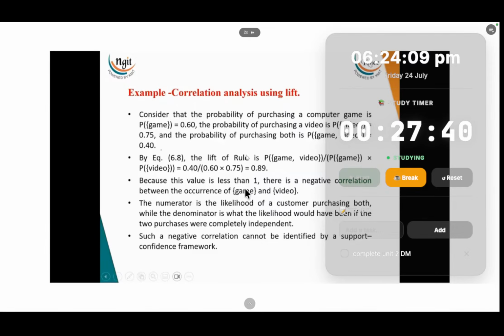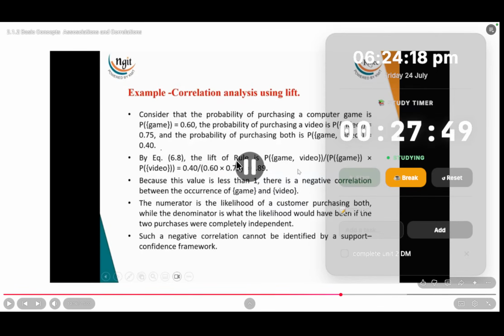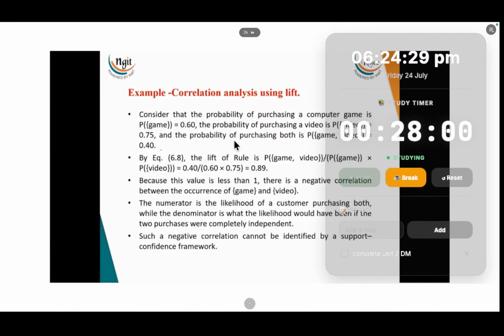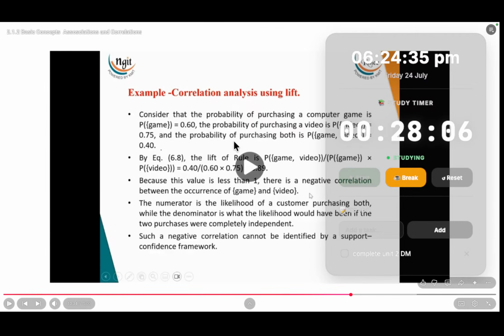Now, let us understand this with an example. The same example we have taken previously is here. The probability of game is 60%, purchasing a video is 75%, and both game and video is 40%. Now we are calculating using the probability of A union B by probability of A into probability of B. Here A and B are the item sets. When you calculate, you can see that you got the value as 0.89. When the value is less than 1, it means that there is a negative correlation. That's the thing which we need to get.